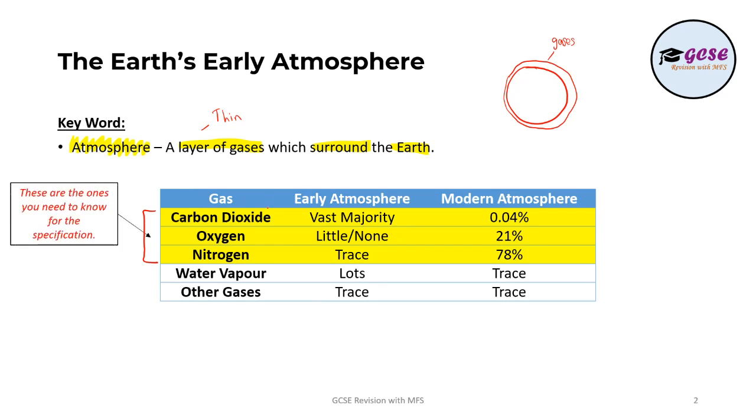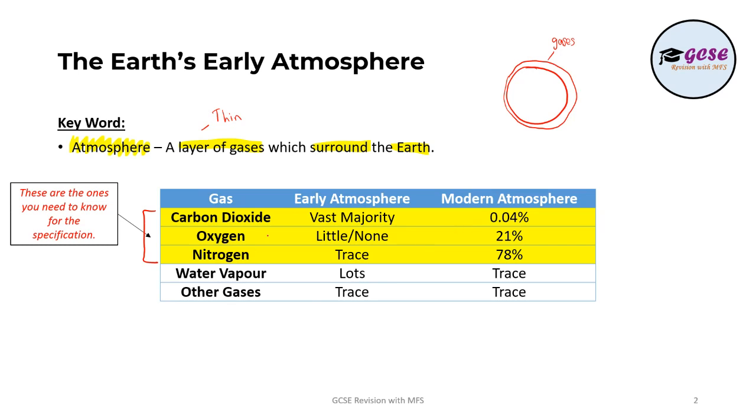Now the key point over here is that in the early atmosphere there was a lot of carbon dioxide, and it's the gas that made up most of the atmosphere in those times. However, nowadays the carbon dioxide levels have dropped, and we only have a small amount of carbon dioxide.